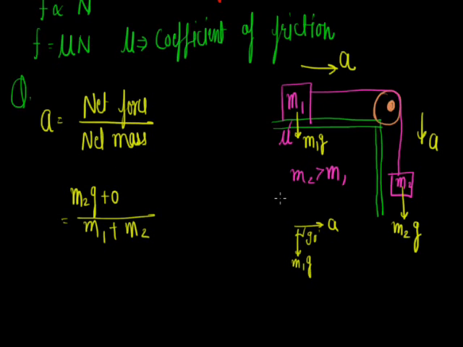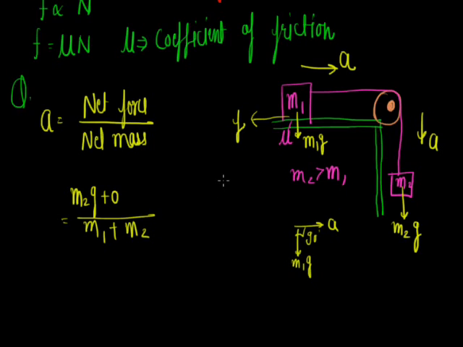If we are not considering friction here, then the net acceleration is m2g upon m1 plus m2. But there is friction between the surfaces. If this block has a tendency to move in this direction, then a frictional force will act on the surface in the opposite direction. Suppose it is small f.